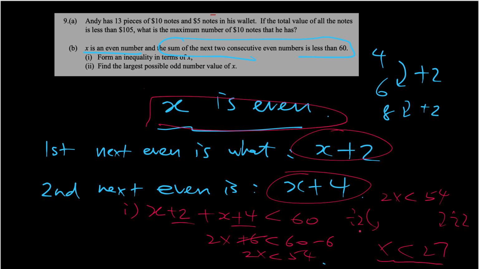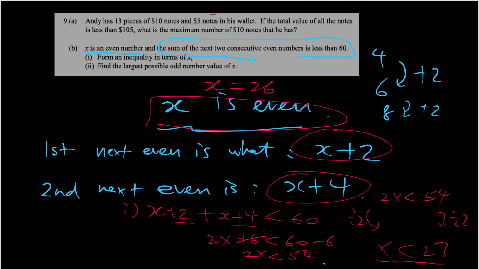26. Because 27 you cannot take, right? No, 28 because 28 is bigger. Hold on first, you answer my question. What is the biggest even number here? 26. Why 26? Because it's smaller than 27. Correct. And it's an even number. Correct. So x is even. So x is 26. Okay. So the largest x is 26.